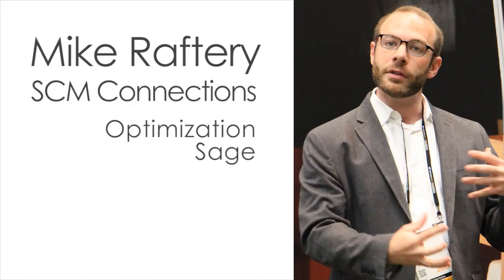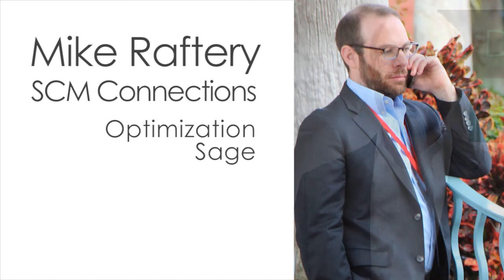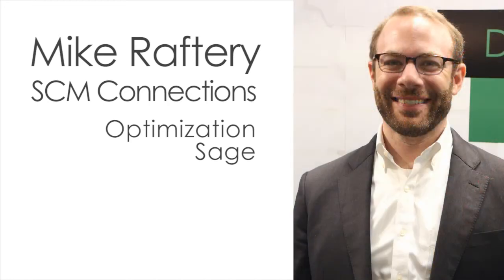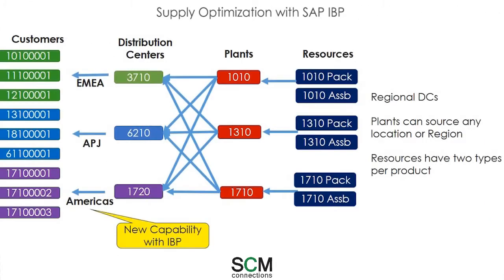We're going to go through a quick video here on the IBP supply optimization engine. This is going to cover time series supply, so no order series. It's going to be used for rough cut capacity planning and what if scenarios. So here's the network we're going to show.